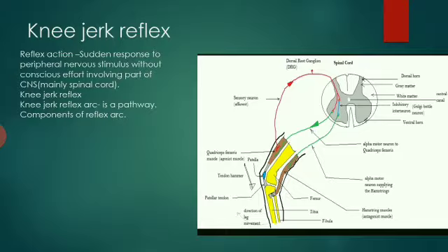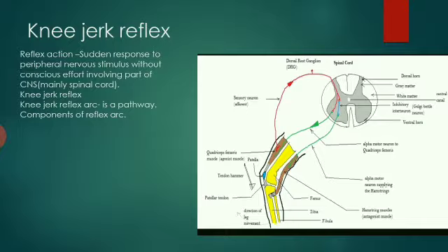And what is a reflex action? It is a sudden response to a stimulus without conscious effort, meaning without thinking, involving a part of the CNS, that is mainly the spinal cord. In the majority of reflex actions, the center is the spinal cord. In very few reflex actions, the center can be the brain, like the medulla oblongata, which is responsible for vomiting reflexes.